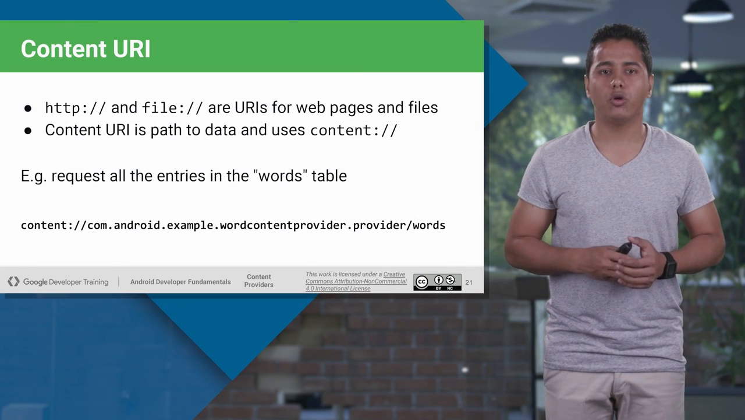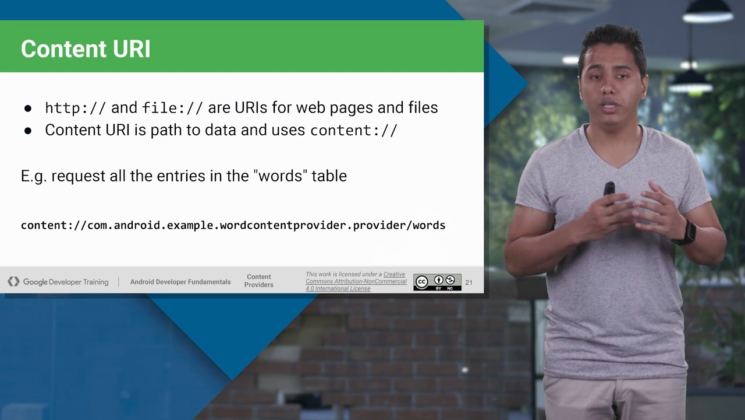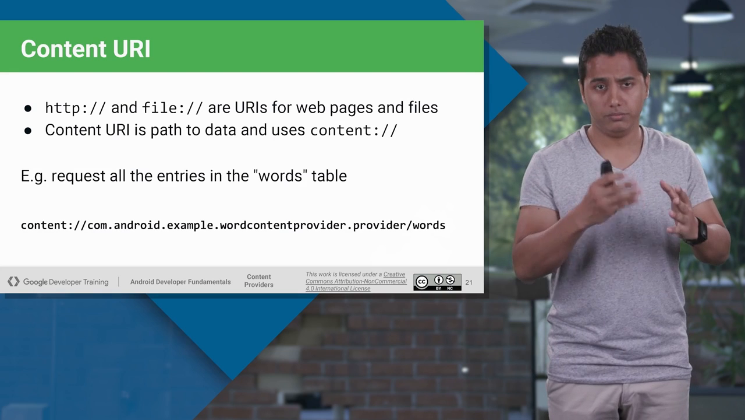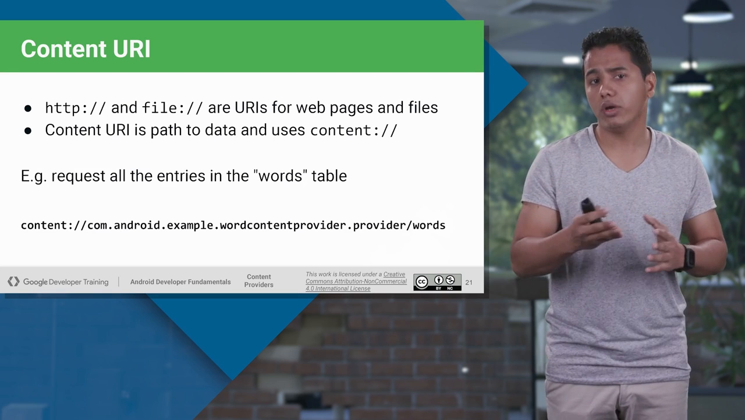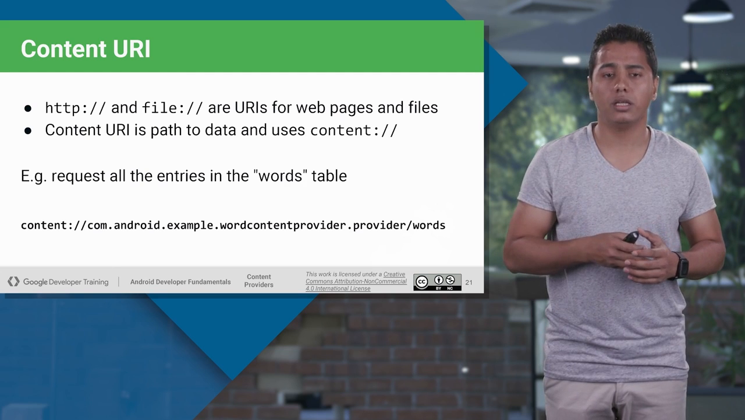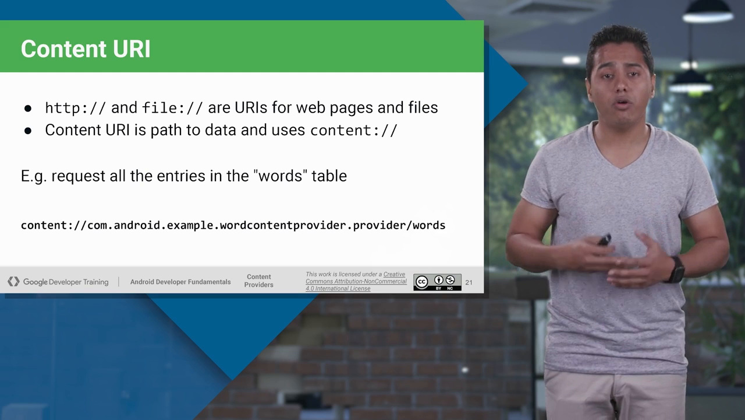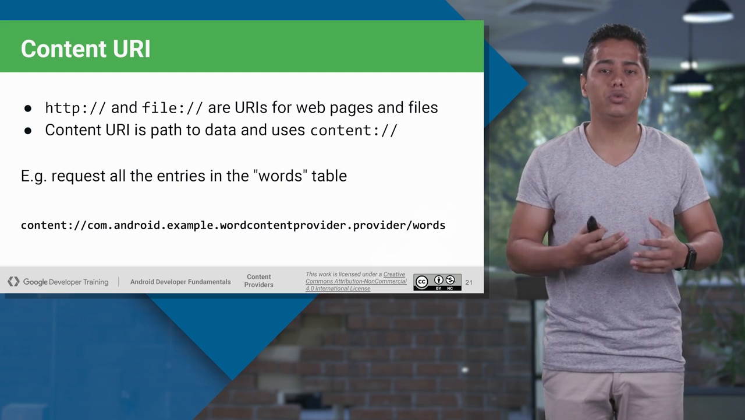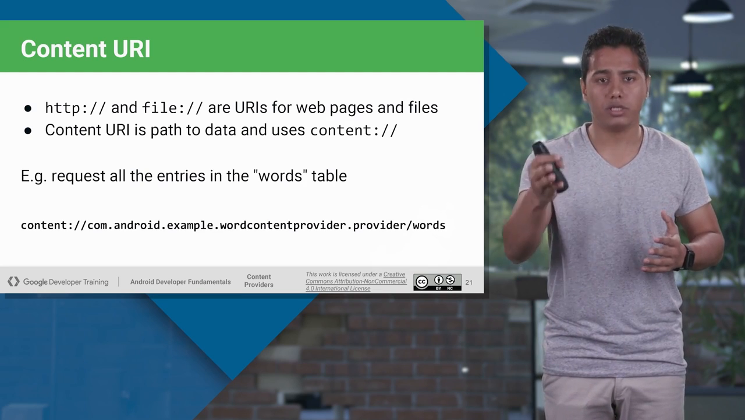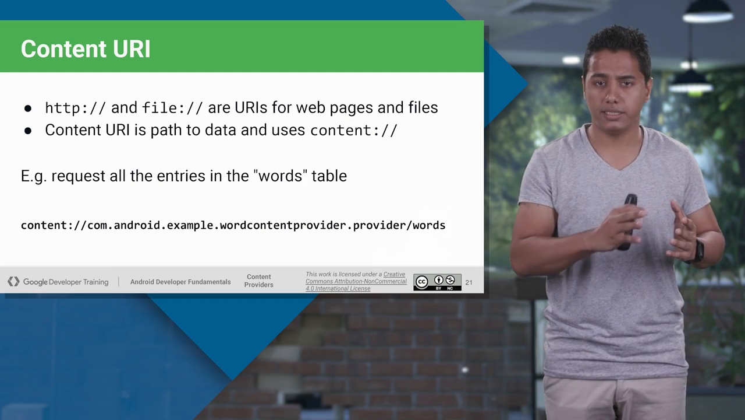So let's talk about the content URI first. Before we talk about that, we know that if I want to access web pages, I will use http://, and if I want to access any file, I will use file://. This is called the schema. Similarly, if I want to use a content provider, I need to use content as the prefix every time. So content:// will be my prefix for accessing my content provider.